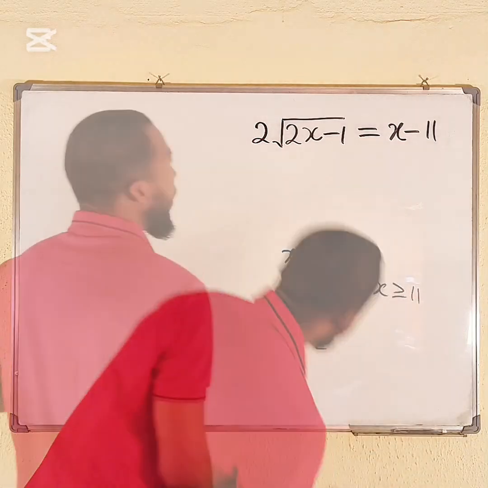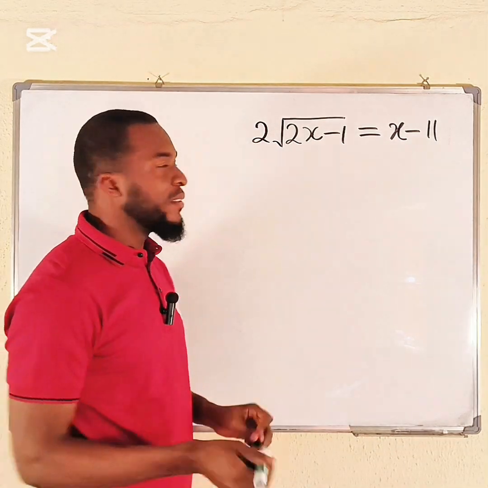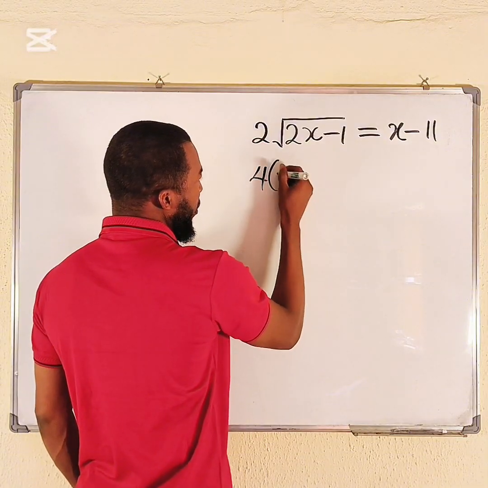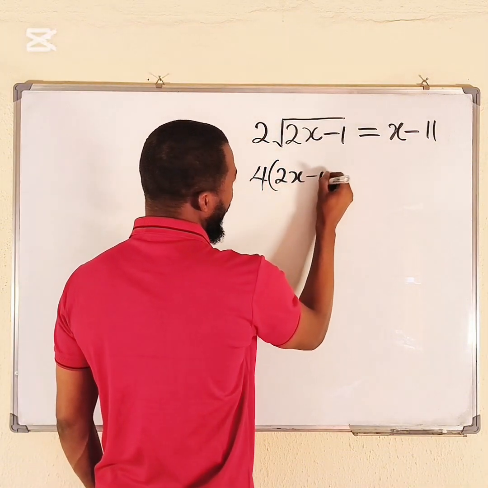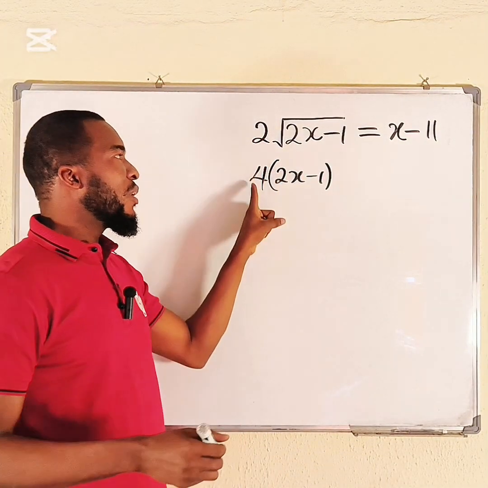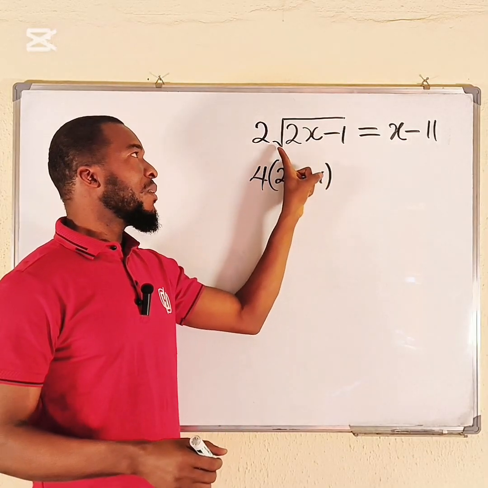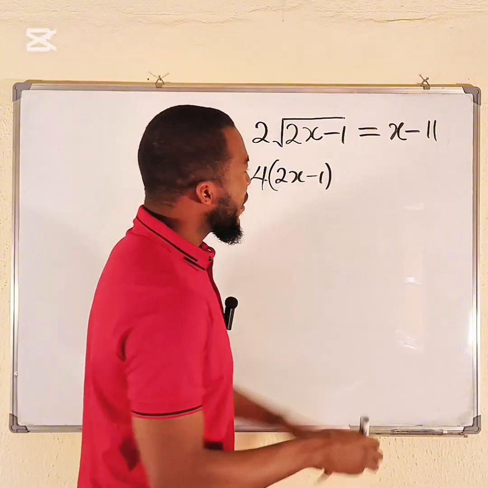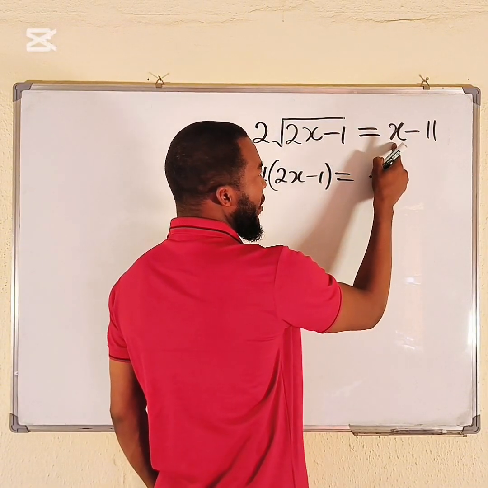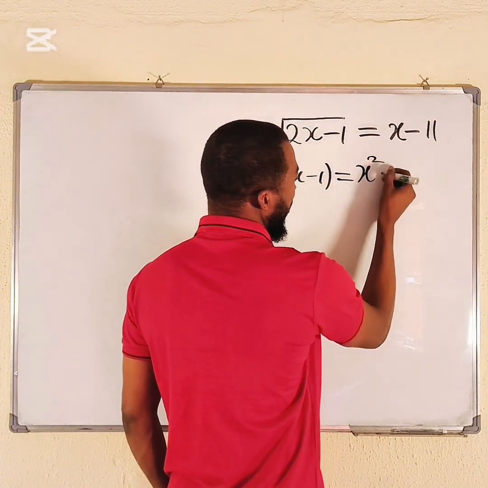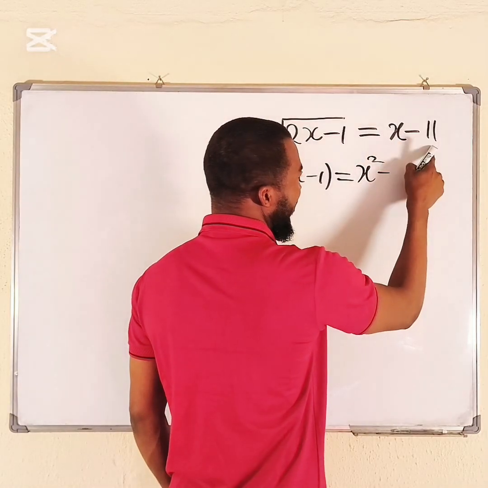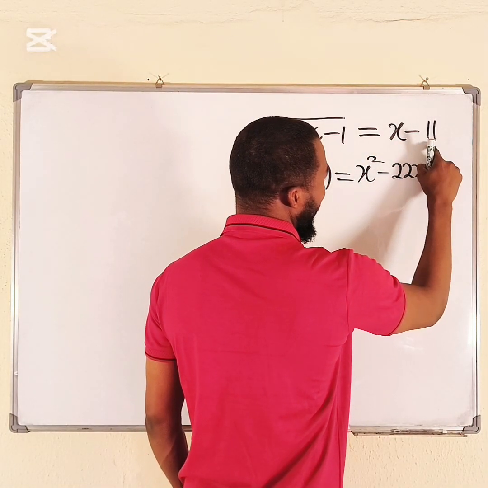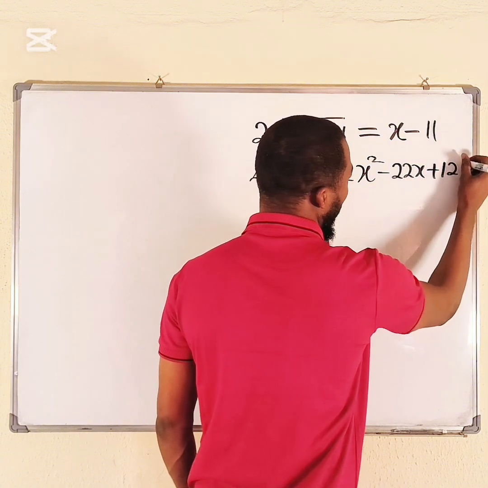All right. I would like to square both sides. So you square the left-hand side, this becomes 2x minus 1. Why? Because 2 squared is 4, and if you square this, the square root will be eliminated by the power of 2. Then you square the other side. This is a binomial, right? First term squared minus 2 times this will give us 22x. Then negative 11 squared is positive 121.